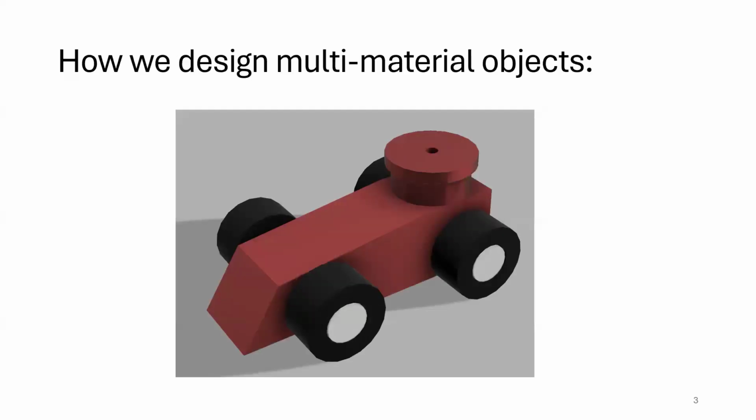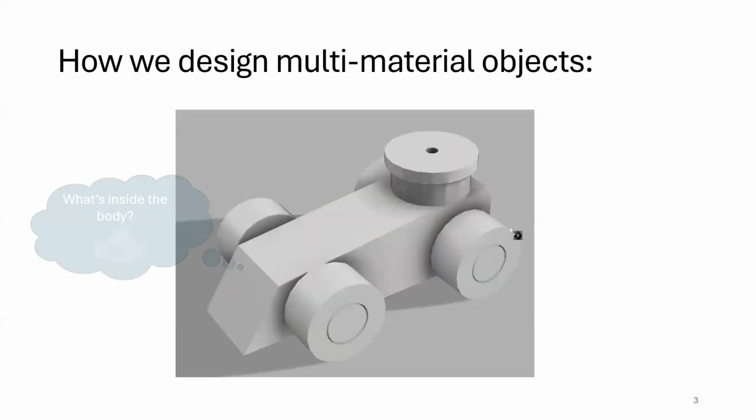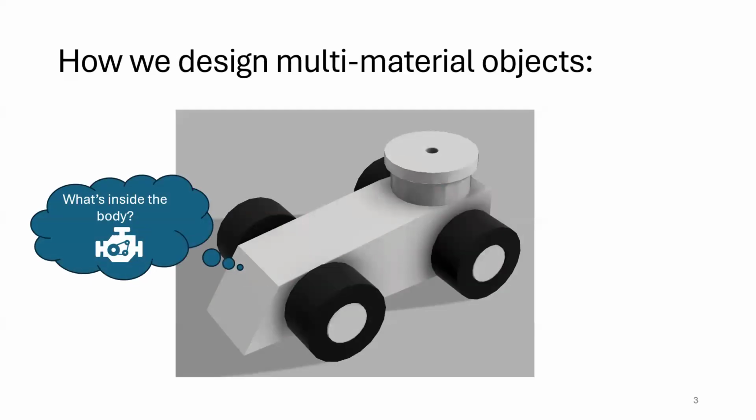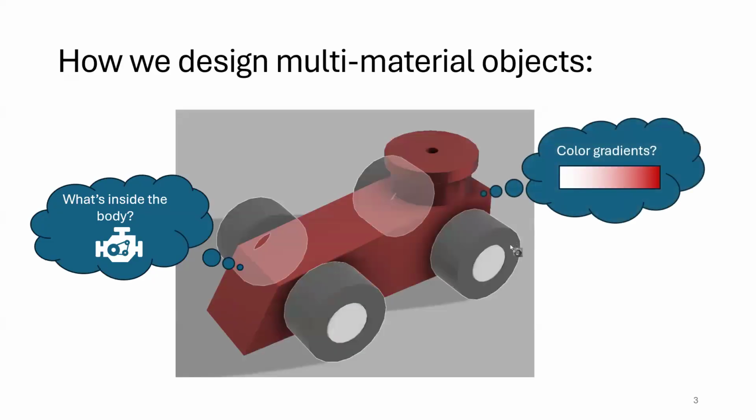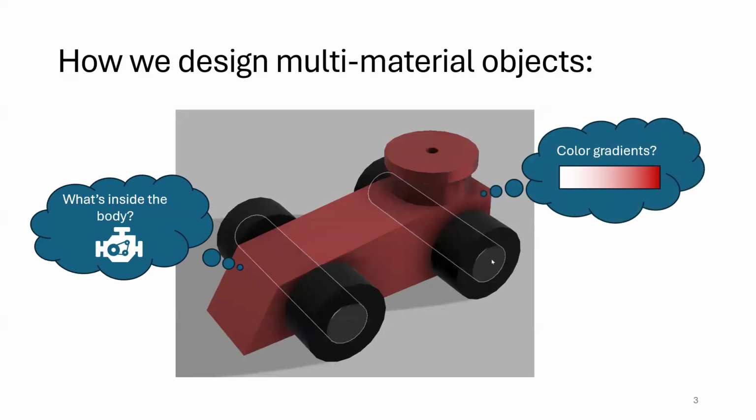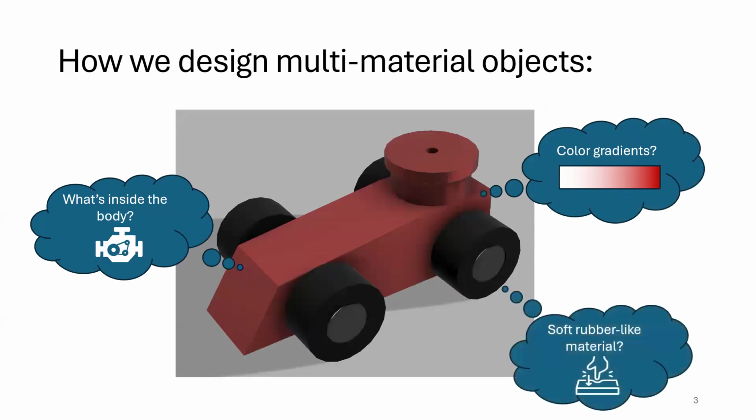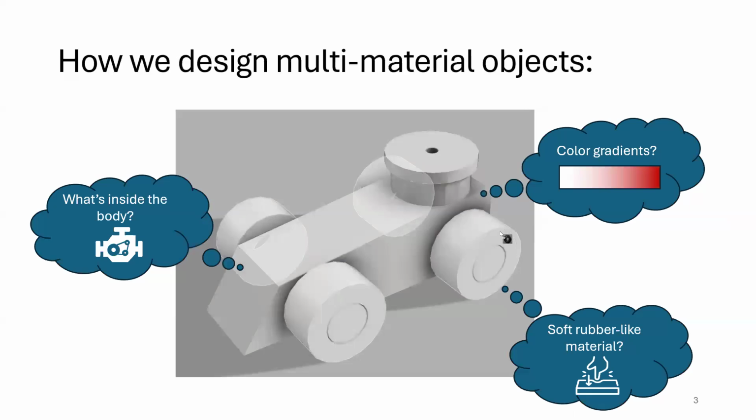If I have something like this toy car with separate bodies in it, I'm just going to drag and drop and assign these individual materials onto it. I don't have the capability to dive deeper and ask, what's inside the body of this car? Is there an engine inside there? What if I wanted a nice color gradient paint job on my car? Or what about multifunction behavior? How do I actually specify how the rubber on the wheels behaves compared to the solid body of the car?